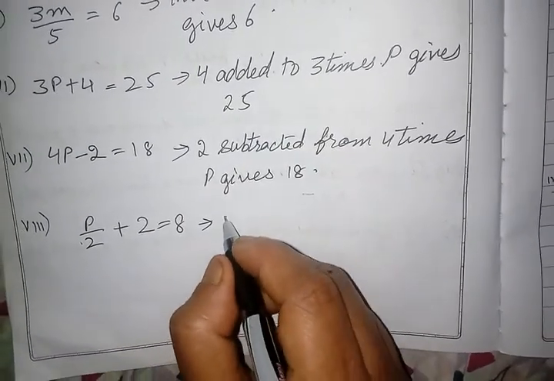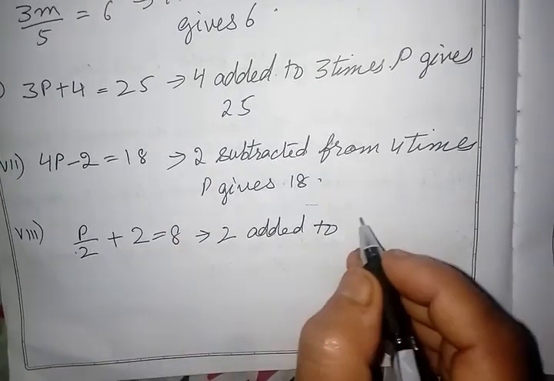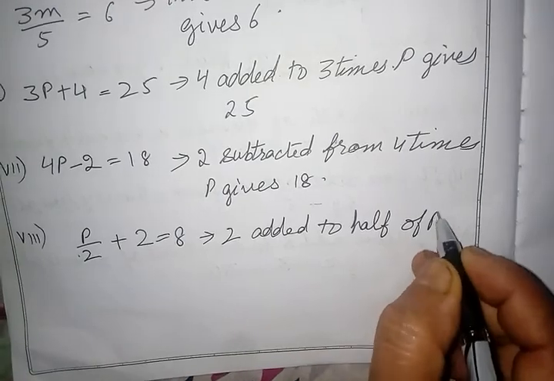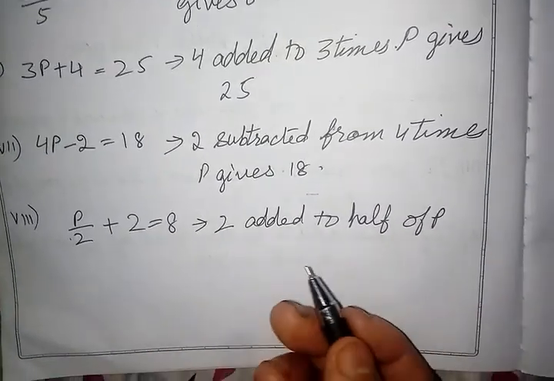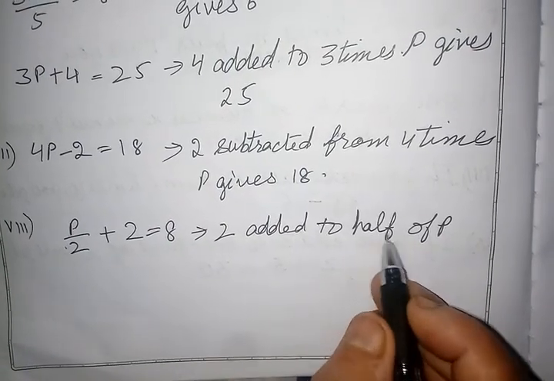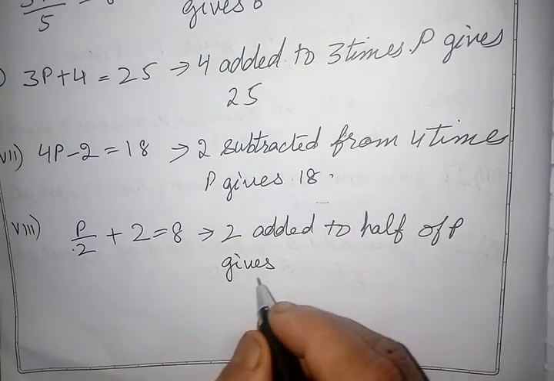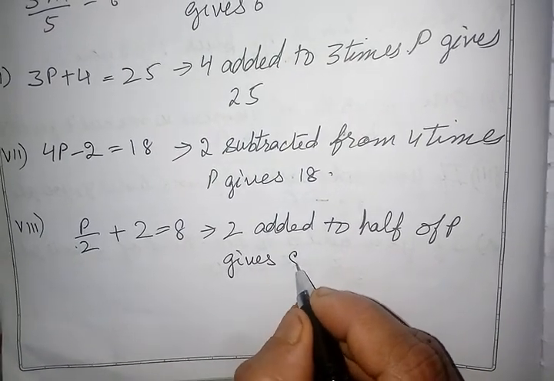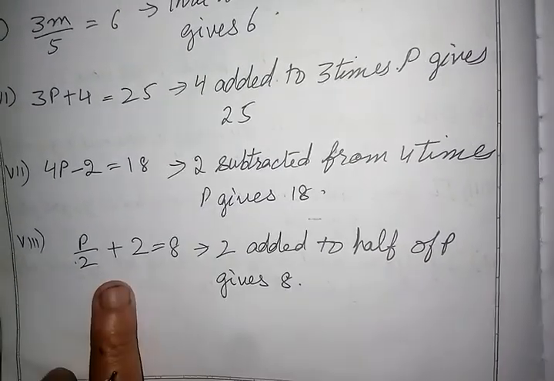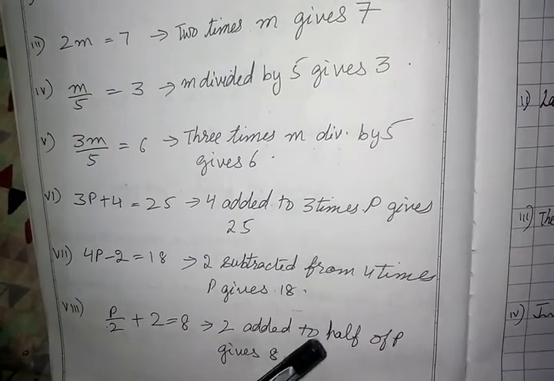Same way, 2 added to half of p. By 2 means half, or 1 by 2 you can write, of p. 2 added to half of p gives the result 8. Is it clear? So here equations are given and we have written statements.